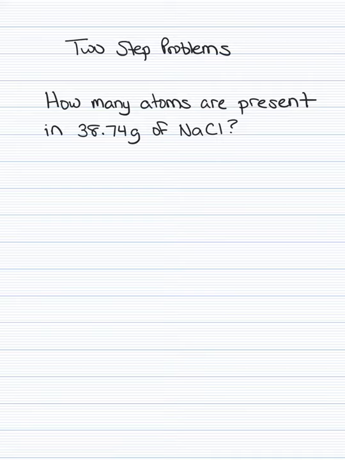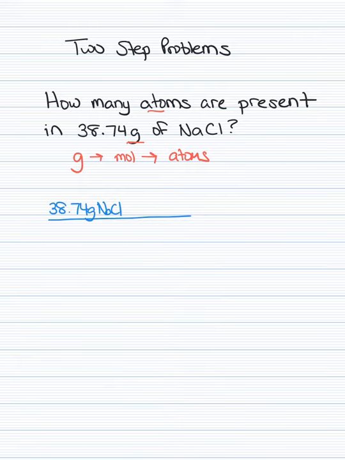The final problem that we're going to do is going to be a 2-step problem. And it says how many atoms are present in 38.74 grams of sodium chloride. If you were looking at your mole map, you would see that you would be starting at grams and going to atoms. The only way to go from grams and end up at atoms is to go through moles. So this 2-step problem is going to start off with 38.74 grams of sodium chloride. And we're going to go from grams to moles.